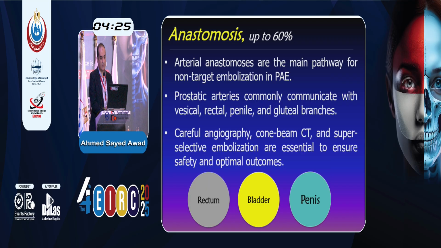Anastomosis with the prostatic artery occurs in up to 60%. Arterial anastomoses are the main pathway for non-target embolization. Prostatic arteries commonly communicate with vesical, rectal, penile, and the gluteal branches. Careful angiography, cone beam CT, and super selective embolization are essential to ensure safety and the optimum outcome.